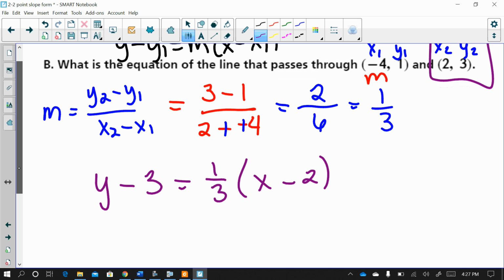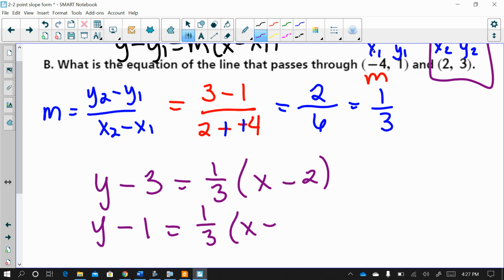Or if you don't like that point, you can use the other point. Y minus 1 equals 1/3 times x minus -4. But instead of writing minus a negative, I'm just going to make it plus 4. Either one of these answers is correct. Those are both the same line.